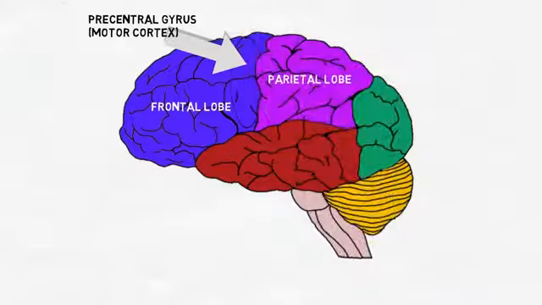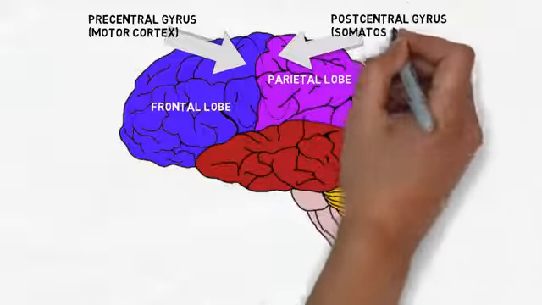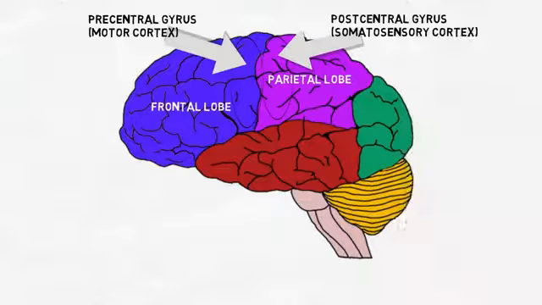The parietal lobes are important for processing of sensory information and are involved in attention and our representation of the space around us. This area in the parietal lobe, the postcentral gyrus, contains the primary somatosensory cortex and is where the sense of touch is processed.